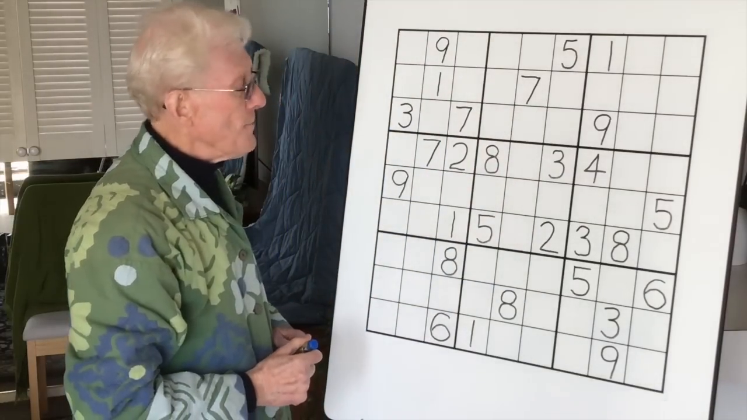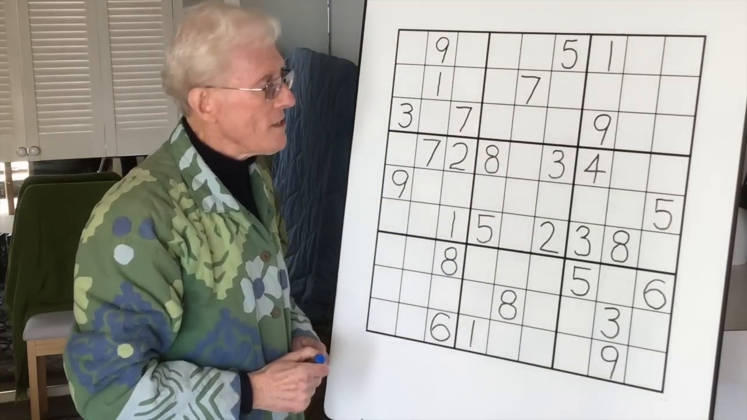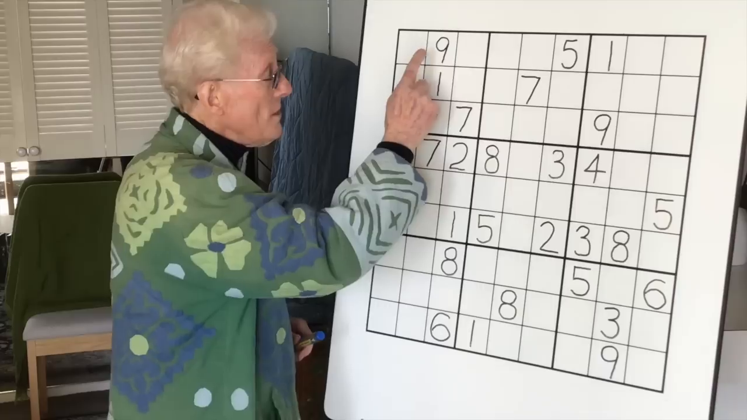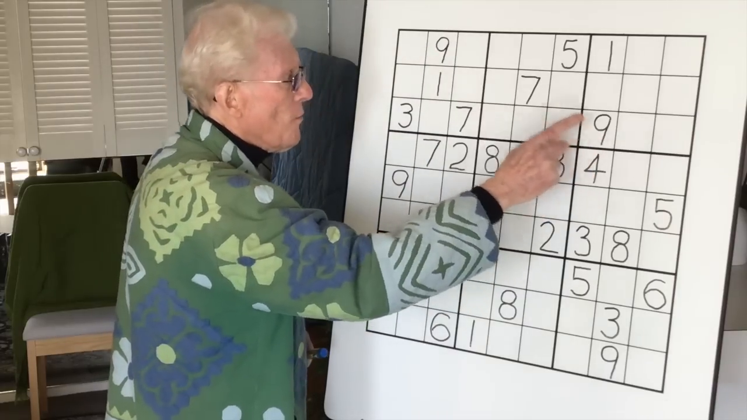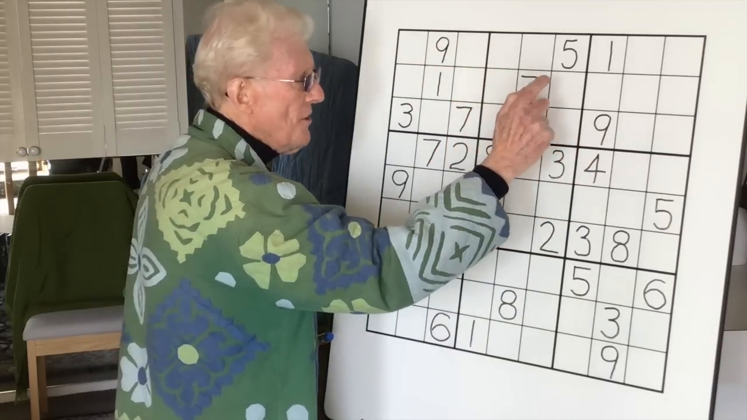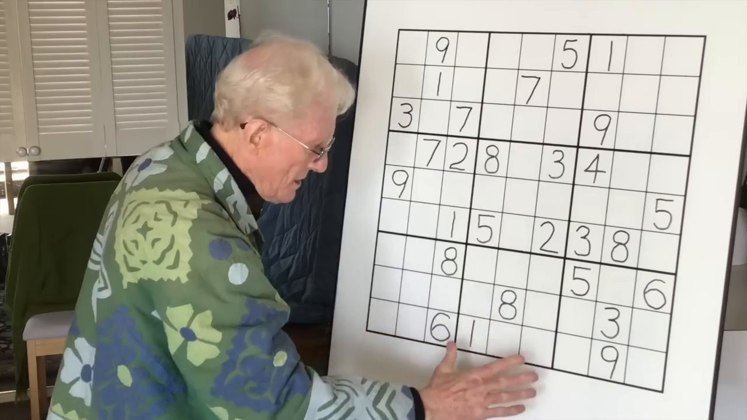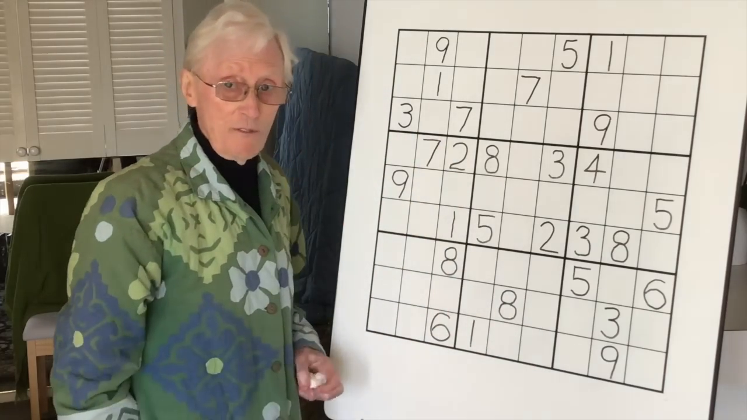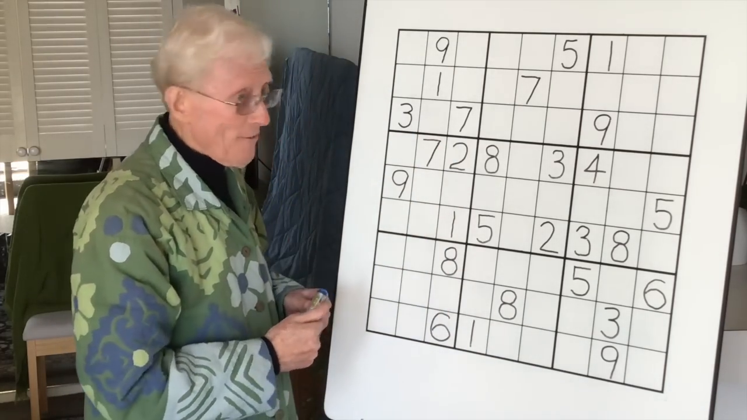Okay, 8s, no 8s. 9s, there's 2 9s. 1 on the top, 1 on the bottom. We know that 9 must go there or there. Look down, there's no 9s. We haven't got very far, have we? Haven't got one number yet.